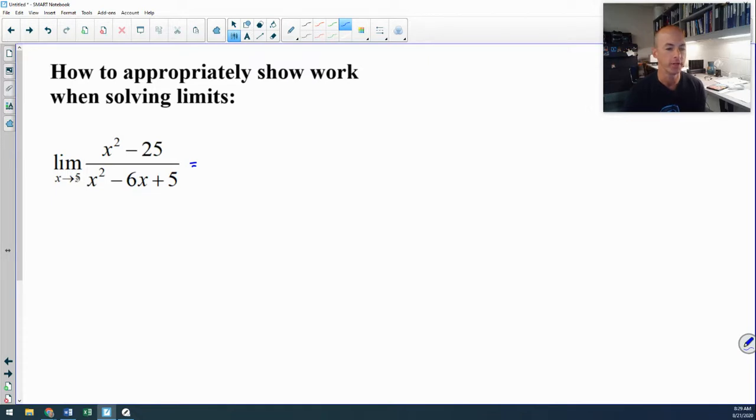So I'm going to very quickly plug in 5. 5 squared minus 25 is 0. 5 squared minus 6 times 5 plus 5 is also 0. So I now know that this is indeterminate. And I see these are pretty easy quadratics. I can factor these without too much problem.